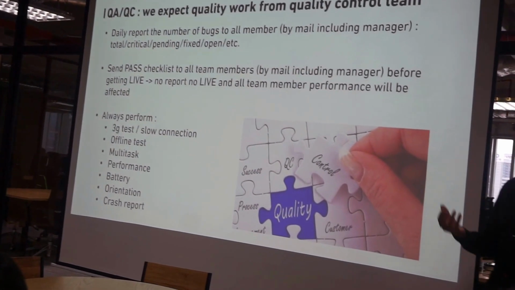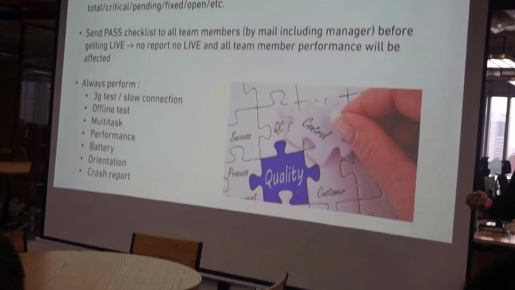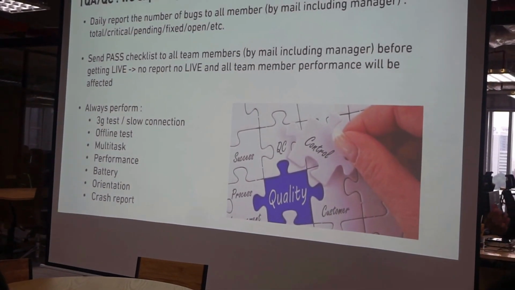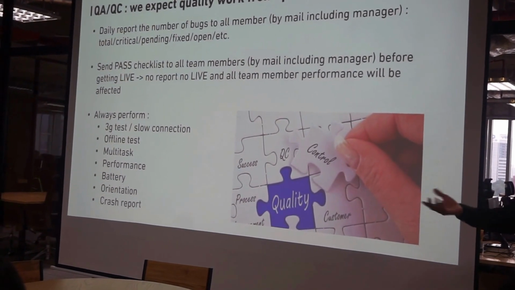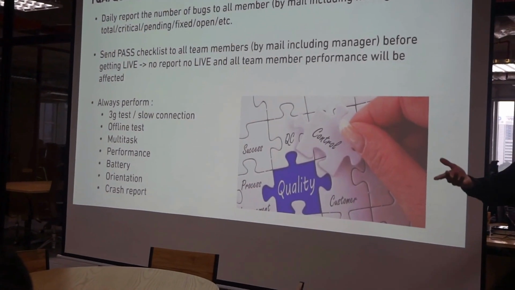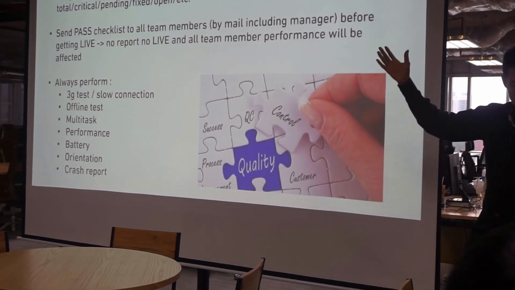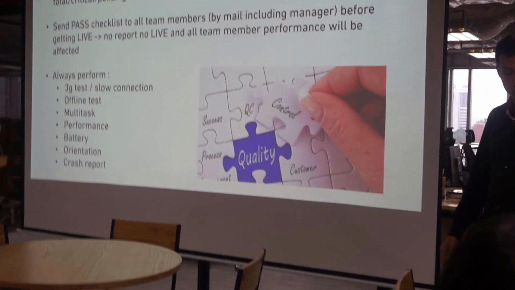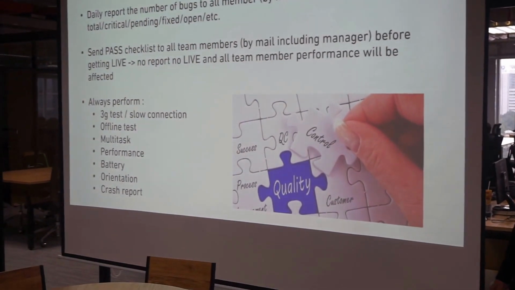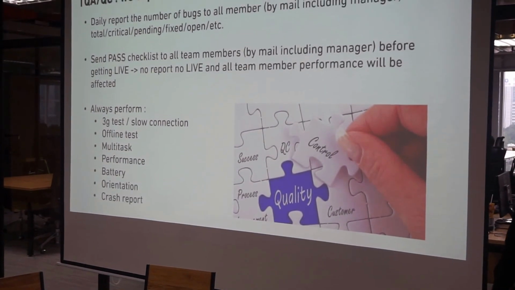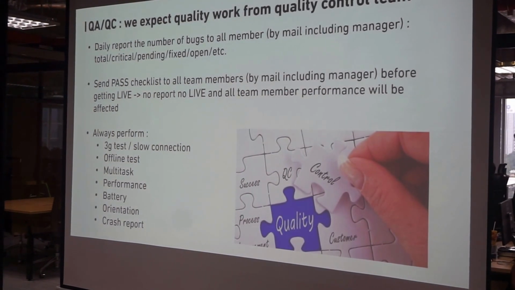Also, before any update, we need a checklist, fast, and sent by mail to everyone, so we know we are clear, we are good to go. And also, in case we forgot something, someone can say something. And the test checklist: 3G is important. Offline in this case is not needed because we don't have offline, but maybe in the future. Multitasking, performance, battery, rotation, etc.